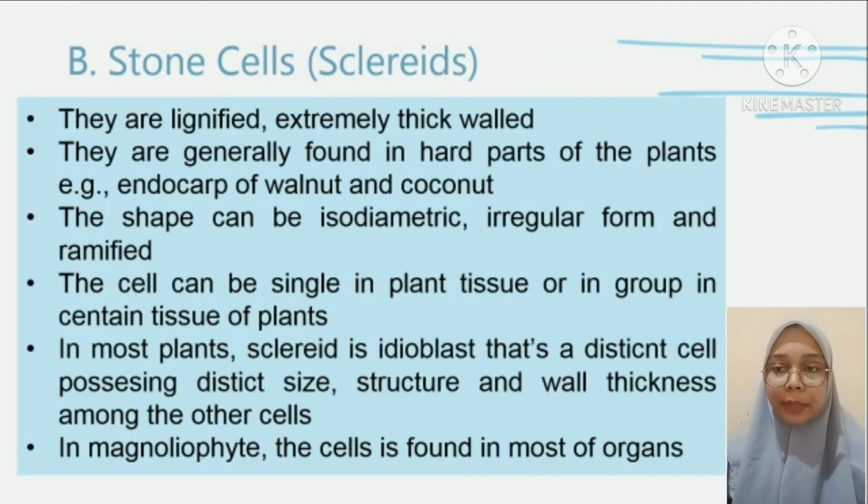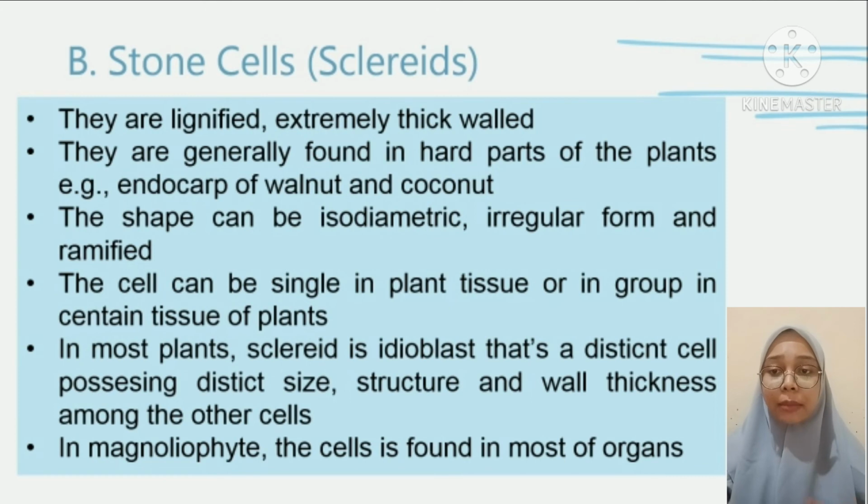And next, B. Stone cells or sclereids. First, they are lignified and extremely thick-walled. They are generally found in hard parts of plants, for example the endocarp of walnut and coconut. The shape can be isodiametric, irregular, or ramified. The cells can be single in plant tissue or in groups in the central tissue of plants.